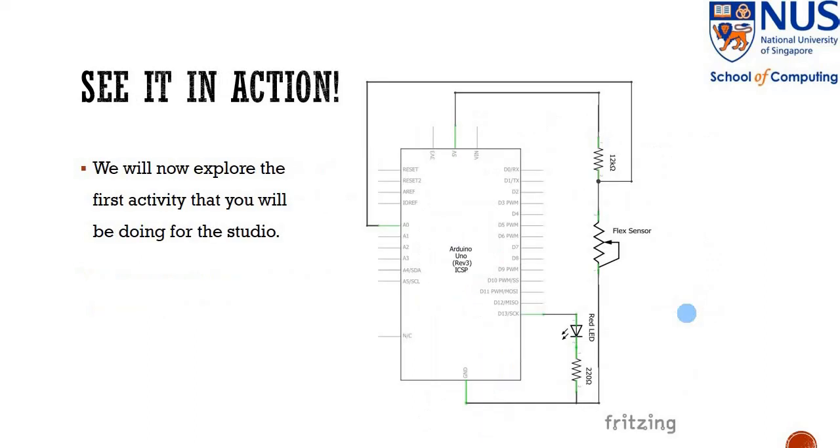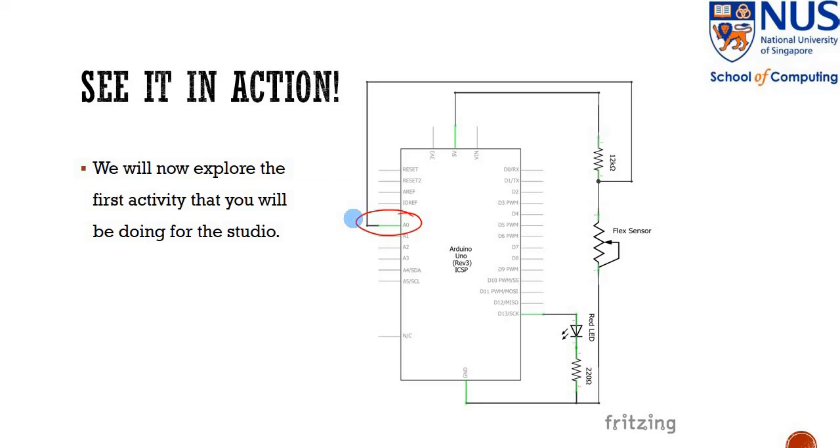So it's easy for us to access them for our studio as well as our project. Now let's see it in action. What you will be doing for our studios, the first activity, is to connect up the circuit where we have a flex sensor connected to A0, which is input 0, channel 0 of the ADC module. By flexing the sensor, we will be able to measure different voltages at the A0 pin, and eventually we will be using that to control the LED.